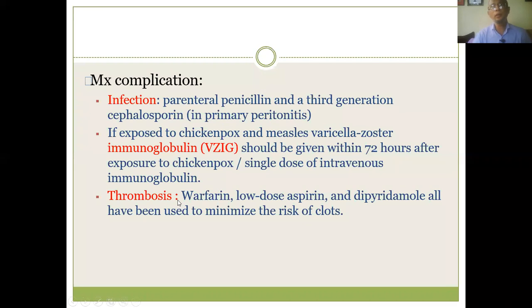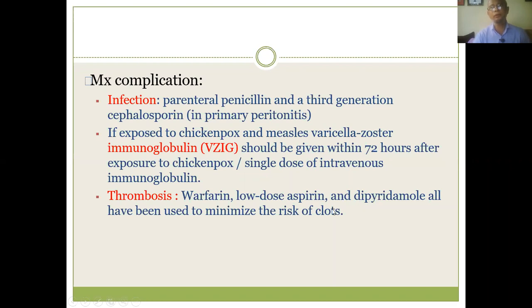If there is any thrombosis, say renal vein thrombosis or any other evidence of thrombosis, you can give anticoagulant, that is warfarin. Low dose aspirin and dipyridamole have all been used to minimize the risk of clot. Actually, low dose aspirin and dipyridamole are the antiplatelet agents.